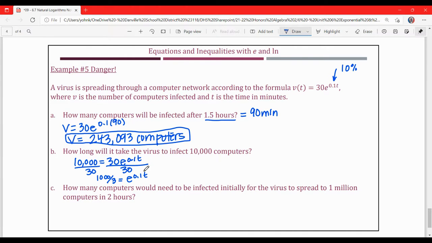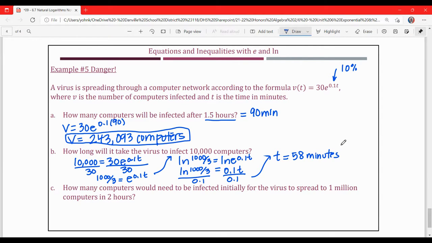Then I need to get into the exponent. So I need to get rid of the e. I do that by taking the ln of both sides. Ln of 1,000 over 3 equals ln e to the 0.1t. On the right side, the ln and the e cancel, and I have 0.1t and ln 1,000 over 3 on the left. Divide both sides by 0.1, and I end up with t equals 58 minutes. So almost an hour later, we will have close to 10,000 computers infected.